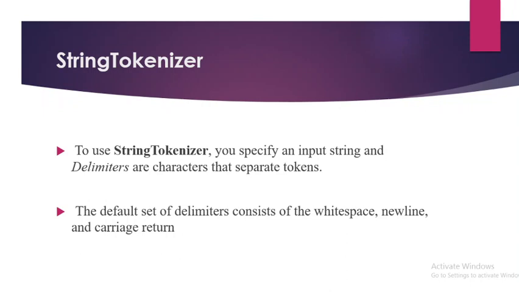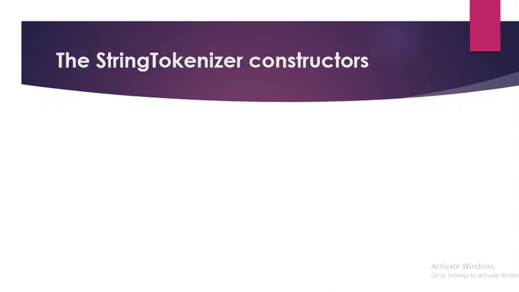But if we want to specify our own delimiters to separate out the tokens, we can specify these delimiters by using this class, StringTokenizer. That is the main purpose of this class. StringTokenizer constructors. First, StringTokenizer, in brackets here we can specify a string. By using a string argument we can create a StringTokenizer class object. So in this string we will find tokens.